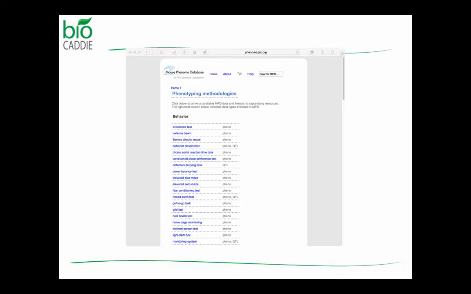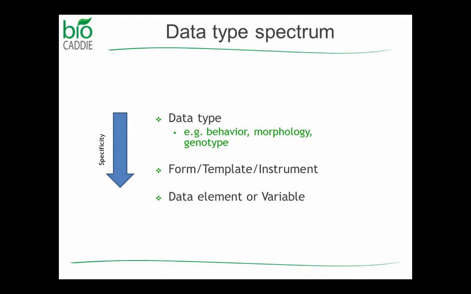and this connects with, I think, a point that was made earlier about the methodologies that are being used. The mouse phenome database categorizes these instruments, if you like, and here we're talking about an actual physical instrument like an elevated plus maze. Those are the instruments that are used to measure depression or anxiolysis in mice.